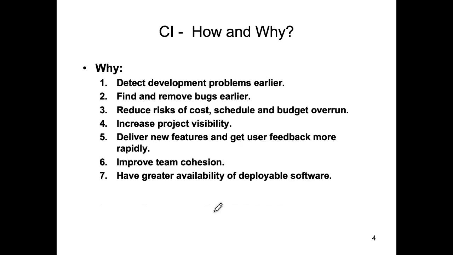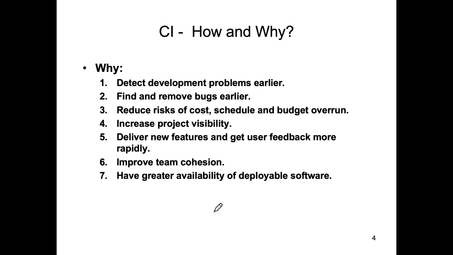That's the how. The why, I kind of mentioned it already, but quickly to go down them. Why do we have continuous integration at all? We want to be able to detect problems early, because the earlier you test things, the cheaper they are to remove. We want to find and remove bugs early, that's fine. Reduce the risk of cost, schedule, and budgeting overruns. That's kind of linked to point number 1 and 2, really.